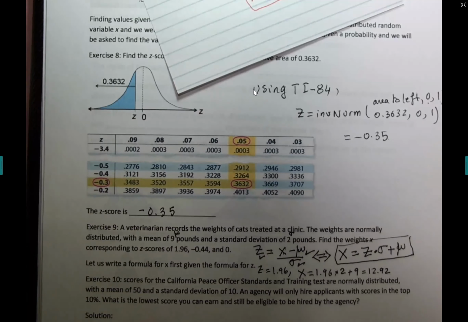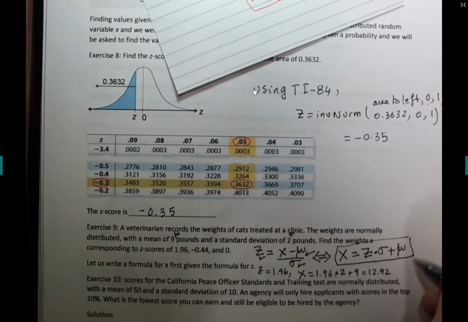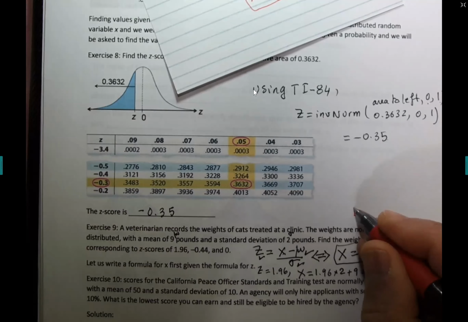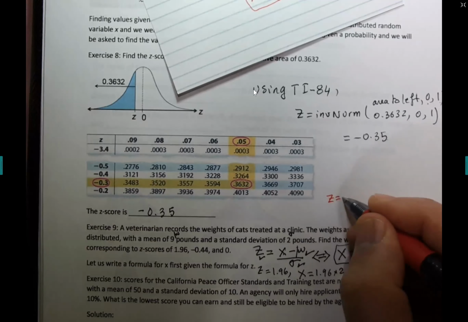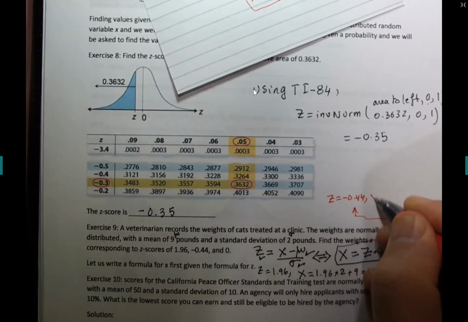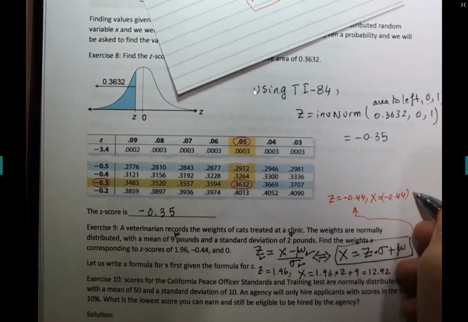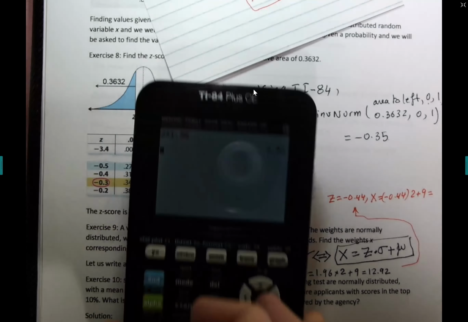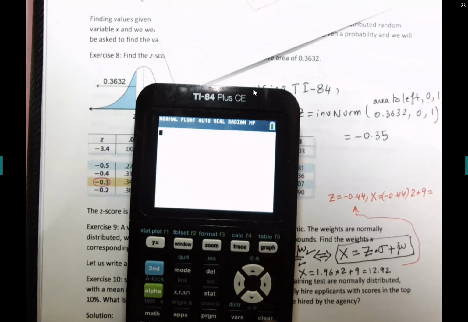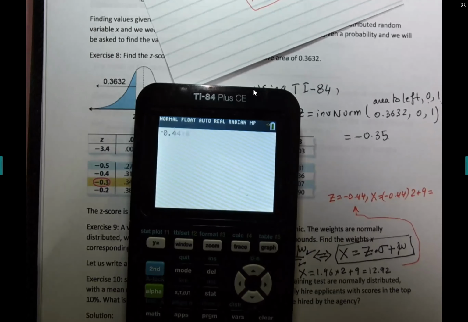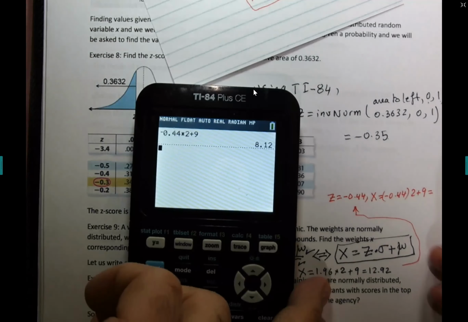What about when z is negative 0.44? Let me just do it right here. So x will be negative 0.44 times sigma, which is 2, plus 9. Okay, put it in the calculator. Negative 0.44 times the standard deviation plus 9. You can do it all in one shot, guys. 8.12.